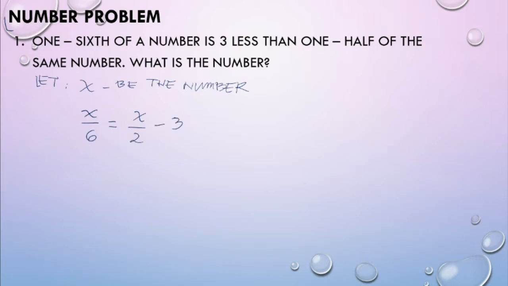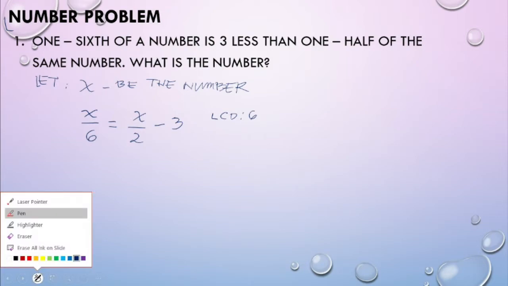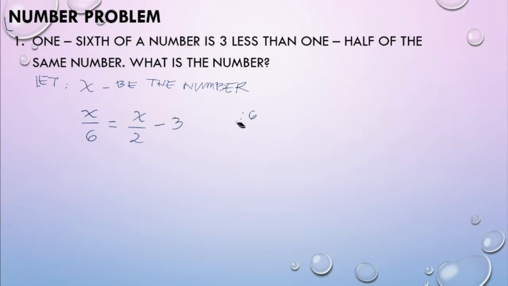Okay? Now, in order to solve this equation, we need to get the LCD. Gagamitin natin yung LCD so that we can eliminate the denominator. Now, from the equation, the LCD is 6. Okay? So, therefore, we can just multiply both sides of the equation by 6.